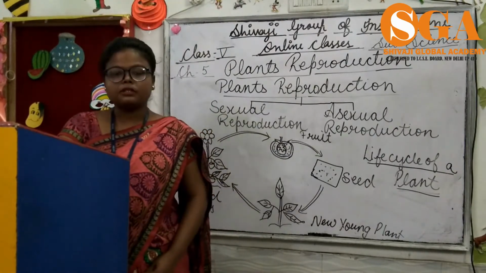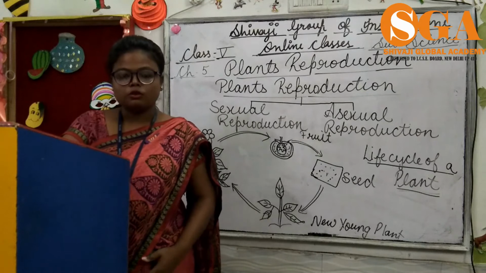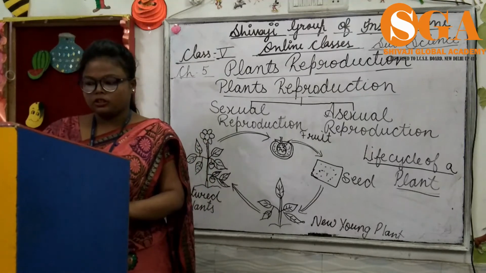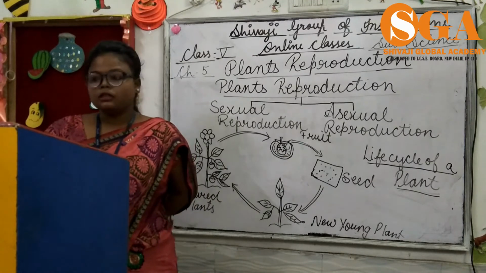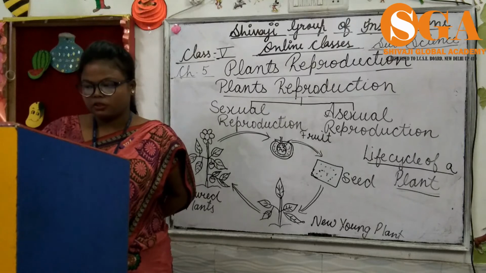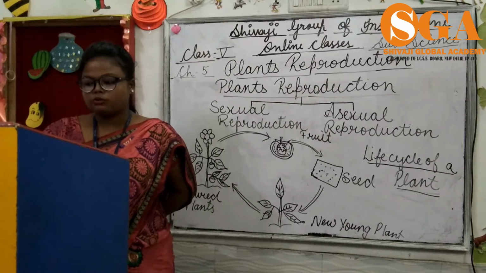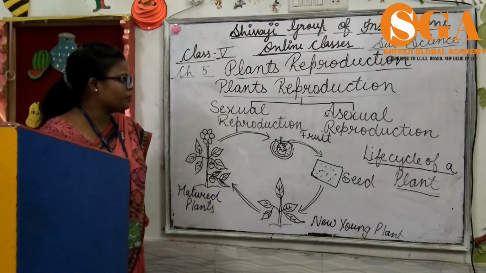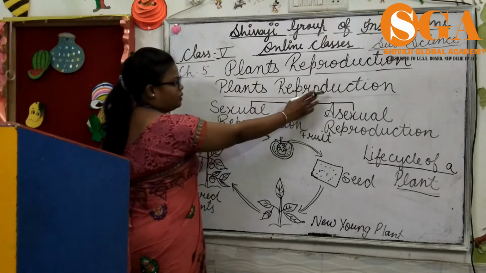Kids, your second term examination course starts. So open your science book, chapter 5, that is plant reproduction. In plant reproduction, we read the topic sexual reproduction, dispersal of seeds, and the last one is vegetative reproduction. So first topic is our plant reproduction.